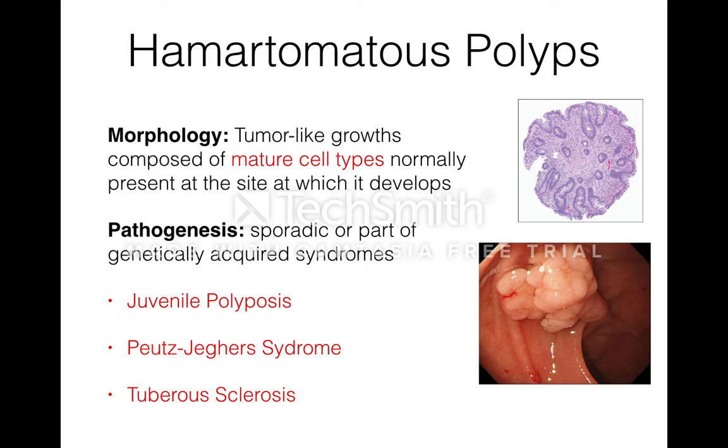Hamartomatous polyps are just tumor-like growths composed of mature cell types normally present at the site at which it develops. They can occur sporadically or as part of a genetically acquired syndrome, as in juvenile polyposis, Peutz-Jeghers, or tuberous sclerosis. And over here on the right are just two examples of what a hamartomatous polyp looks like grossly and on histological exam.